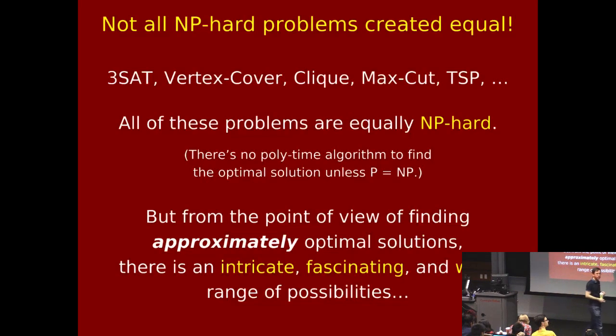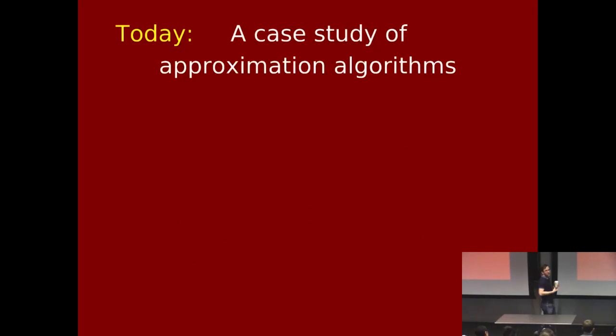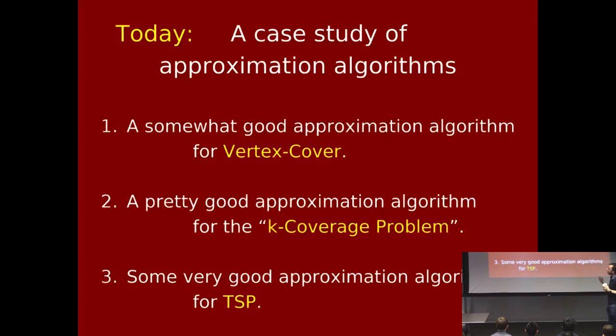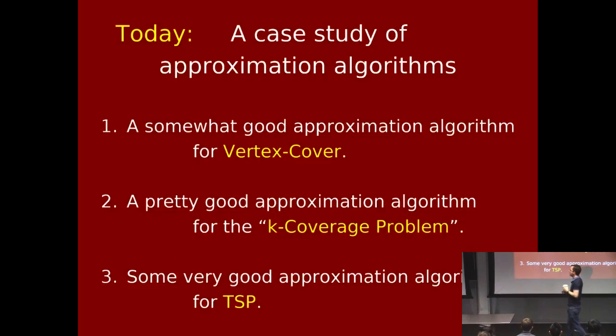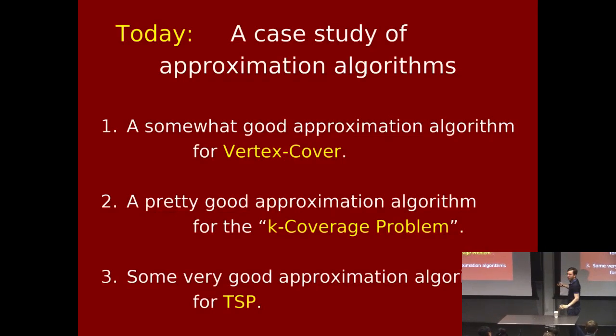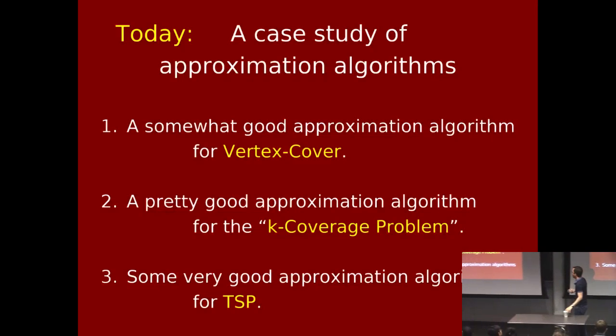We've got to try to come up with the best algorithm we can from the point of view of finding approximately optimal solutions. So today is going to be just a little case study to show you about this. There's not really much theory in it. It's just some examples. And we'll see 3 different approximation algorithms. We'll see a somewhat good approximation algorithm for the Vertex-Cover problem, a pretty good approximation algorithm for a problem that we haven't talked about yet, but I'll define it, called K-coverage, and some very good approximation algorithms for the TSP, traveling salesperson problem.